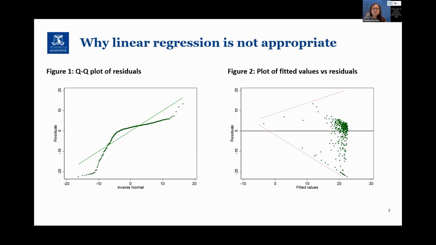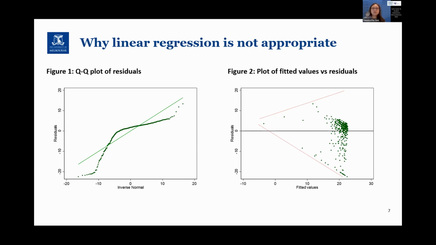So here we have fitted a linear regression model to show why the model is not appropriate for days alive and at home. Figure 1 shows the QQ plot of residuals, and we can see that the points deviate from the reference line. Figure 2 shows the plot of fitted values against residuals. There is a cone-shaped pattern in the plot, which suggests that the data is heteroscedastic. From these figures, we can see that the normality and homoscedasticity assumptions of linear regression are not met.